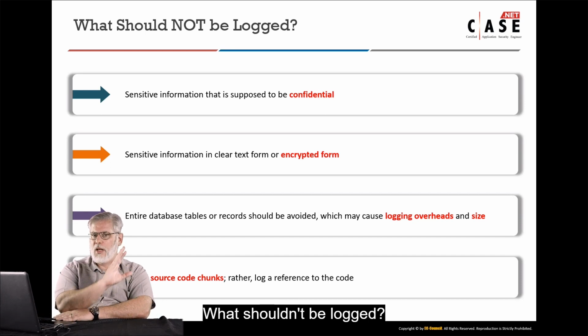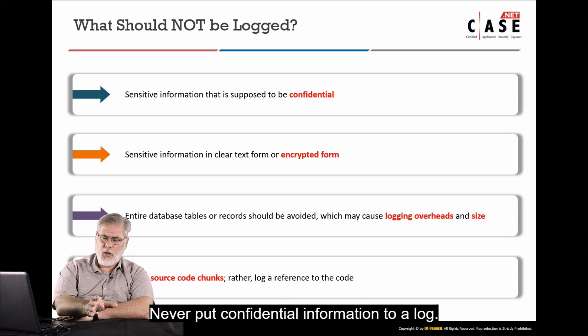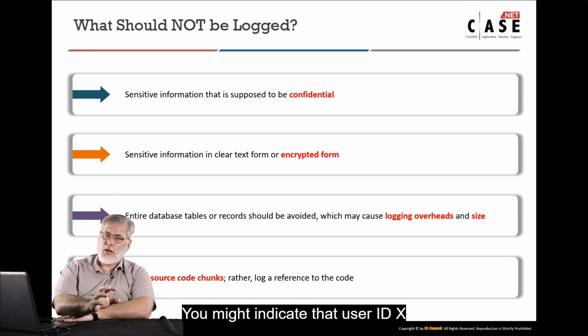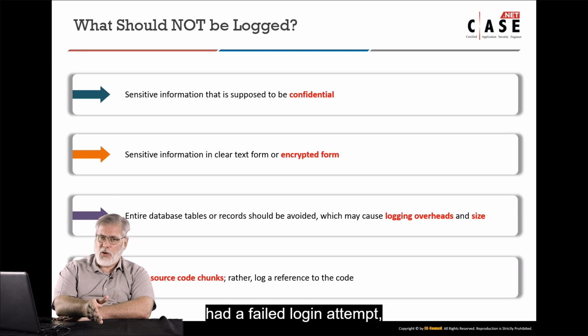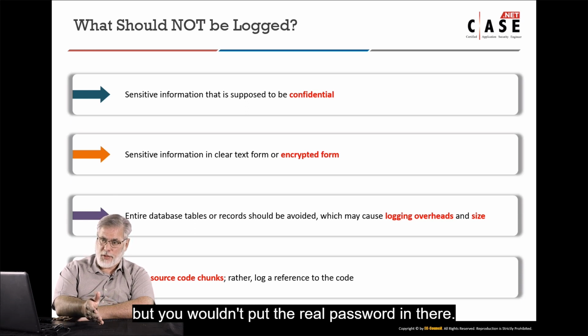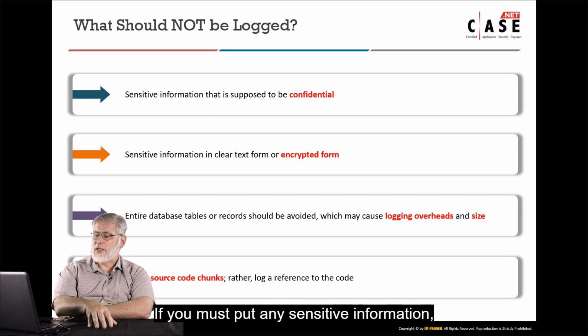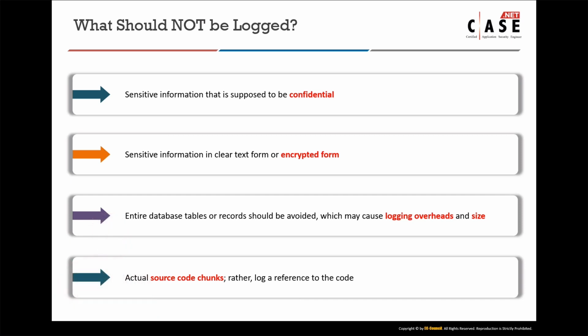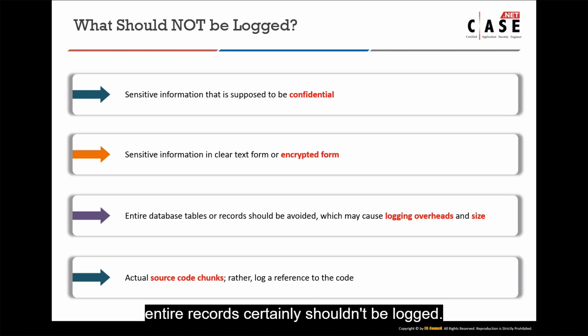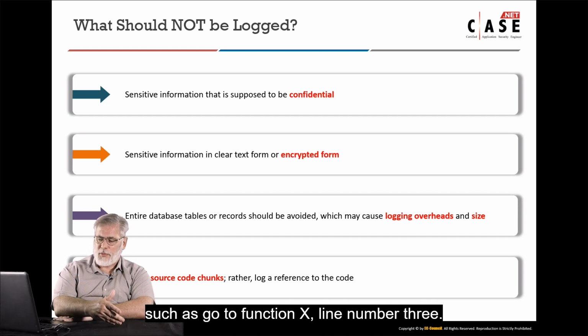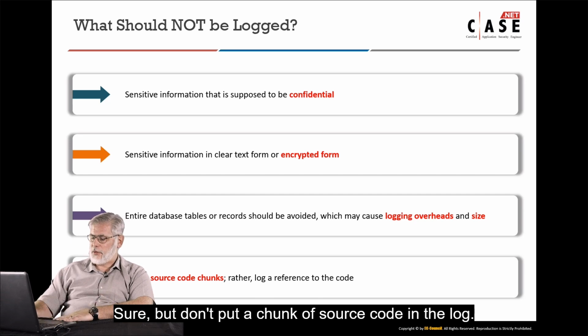What shouldn't be logged? Never put confidential information to a log. You might indicate that user ID X had a failed login attempt, but you wouldn't put the real password in there. That's a pretty obvious example. If you must put any sensitive information, it must be encrypted. Any database records or tables, entire records certainly shouldn't be logged. Source code chunks certainly shouldn't be logged. A reference might be logged in some cases, such as go to function X, line number 3, sure, but don't put a chunk of source code in the log.